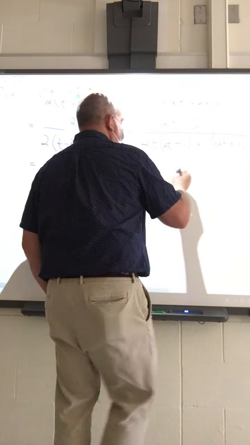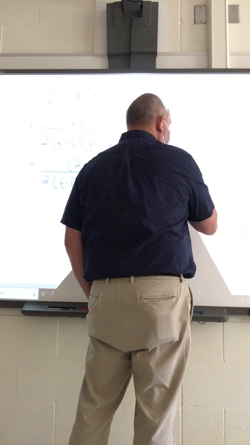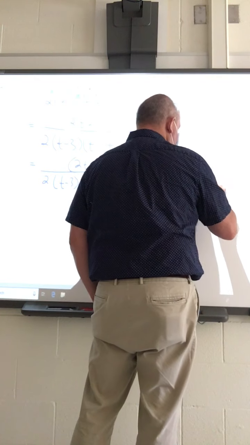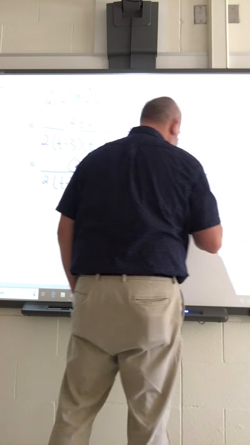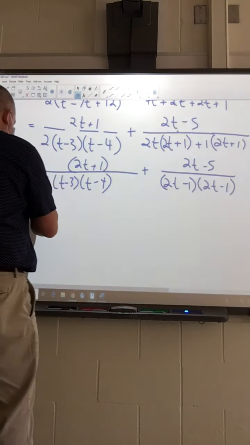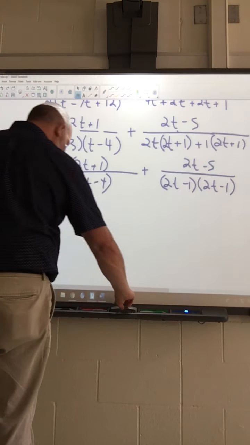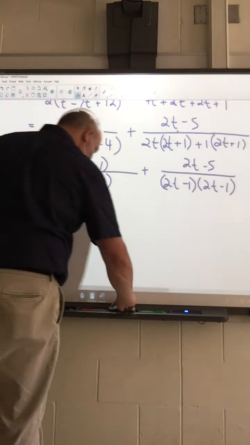Plus 2t minus 5. And then we go 2t minus 1. And then 2t minus 1. Now this is where it's a little bit weird to write it this way. And the reason why, I'll show you why when we do our lowest common denominator. I'll do it in a different way.